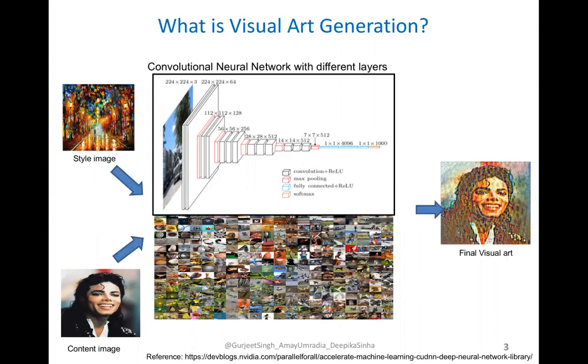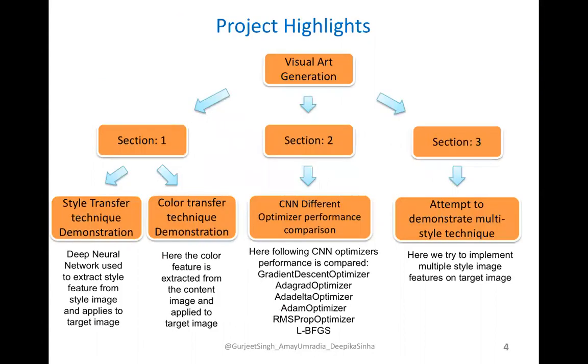We have the content image and the style image, which are passed through the VGG model, which is a pre-trained model. The contours of the content image and the texture of the style image are mixed together, and we get the final visual art image. So this is our project highlight.